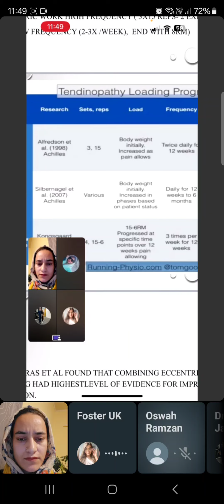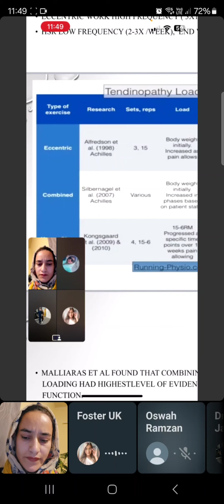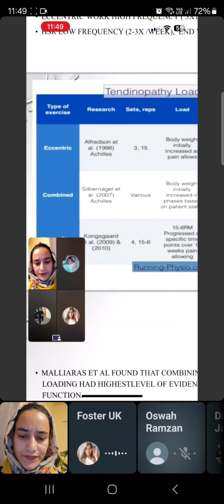So they used a combined approach because they combined different exercises. They used rehabilitation phases and progressed patients depending on their symptoms. They also encouraged a monitored, sports-specific return. At the end, they used one repetition maximum. That was 100%, where the patient can only do just one repetition.